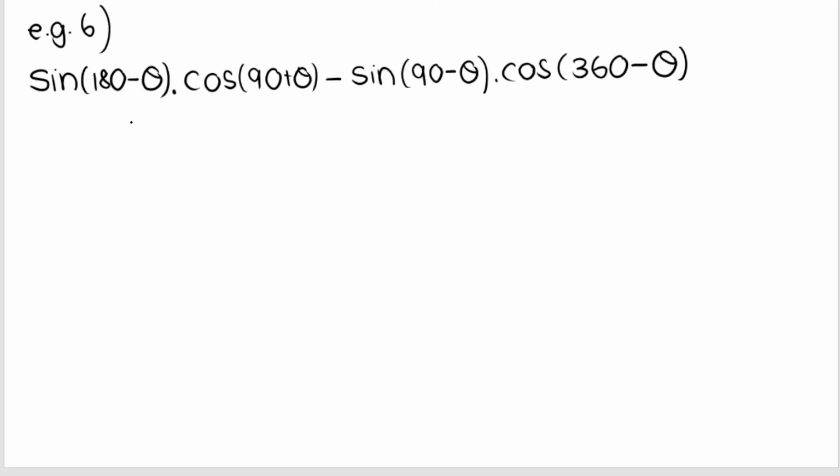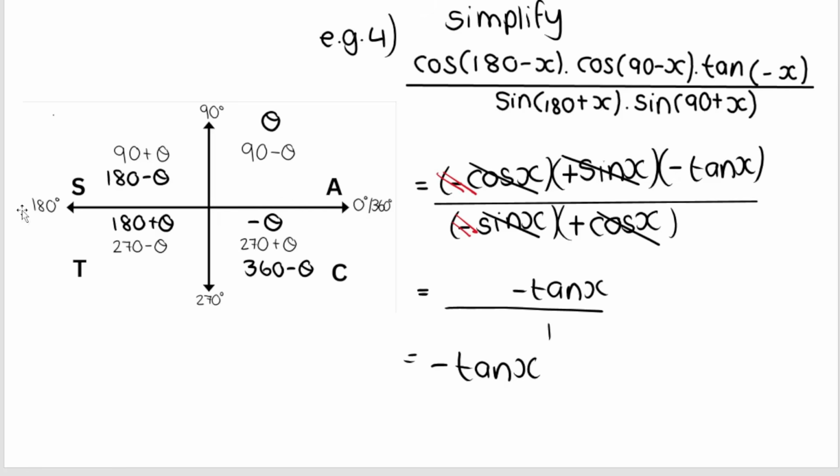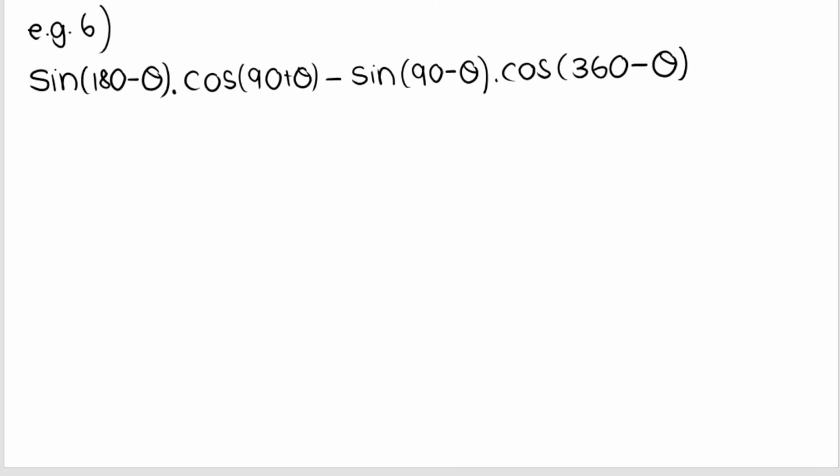Example 6 is interesting because there's actually two terms over here. This is a term and this is a term. Remember, terms are separated by pluses and minuses. That's the first thing I want you to be aware of. In previous examples, we've dealt with fractions and things like that, or things that are one term. So let's see what happens. How does this affect my answer?